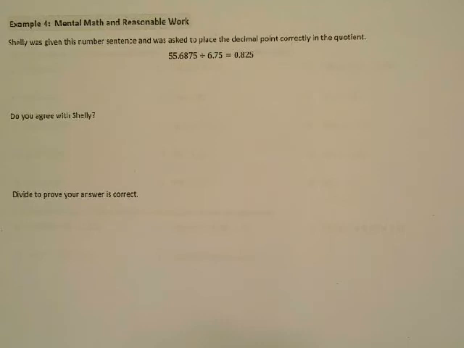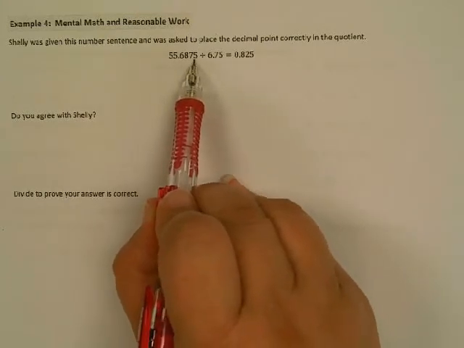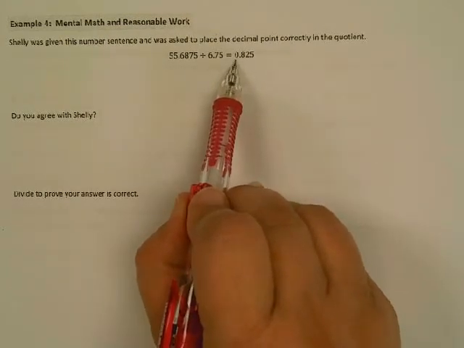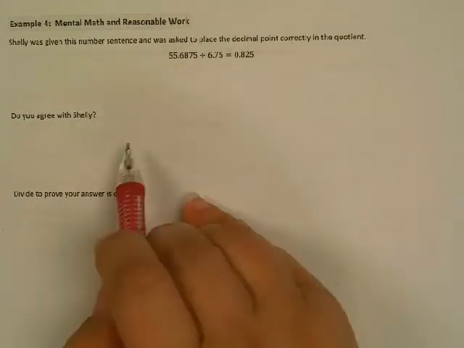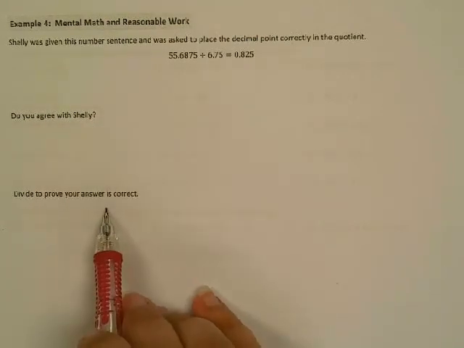This time, this is going to be just like that very first example that we did in our notebook together. We're going to have to make sure that the decimal is in the correct place. So it says Sally was given this number sentence, and was asked to place the decimal point correctly in the quotient, so the answer. And this is what she came up with. 55.6875 divided by 6.75 is equal to 0.825. So the first question is, do you agree with Sally? And then divide to prove your answer is correct.